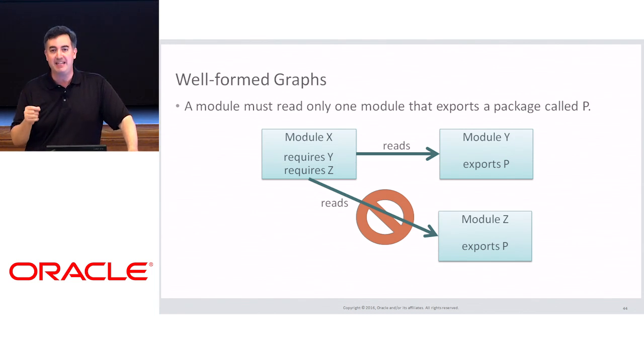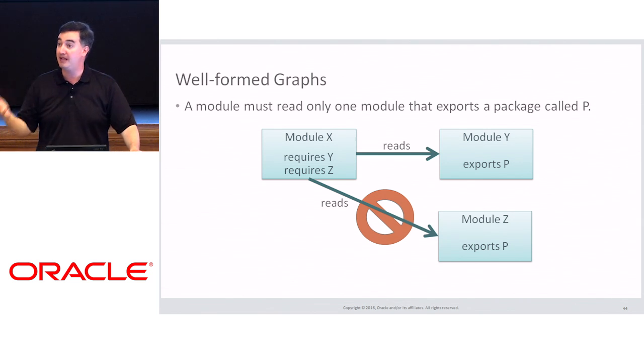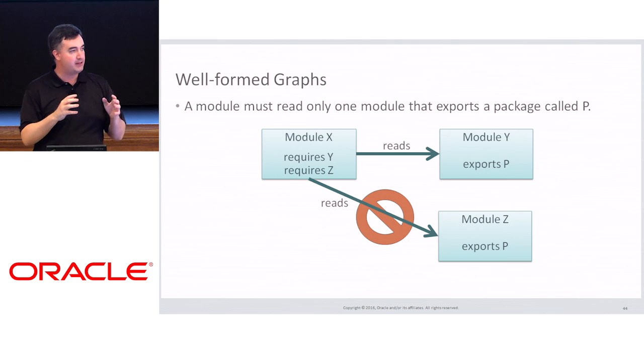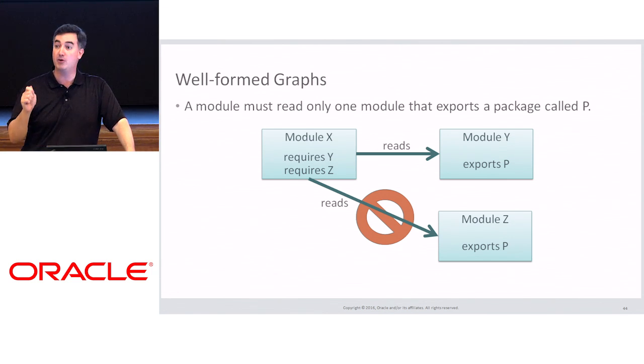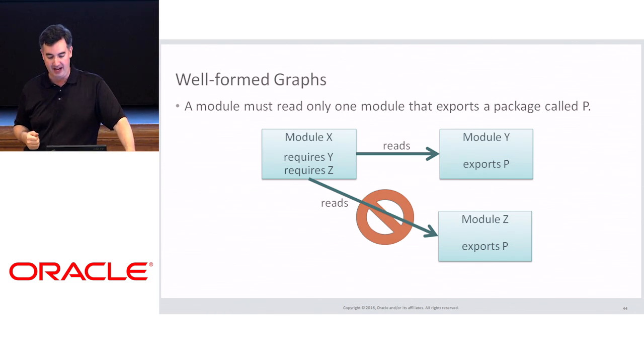That's really what we mean by reliable dependencies. Dependencies are reliable when a module can access only one version of a package at a time. There are no split packages like you get when multiple jars on the class path contain potentially different versions of the same package.